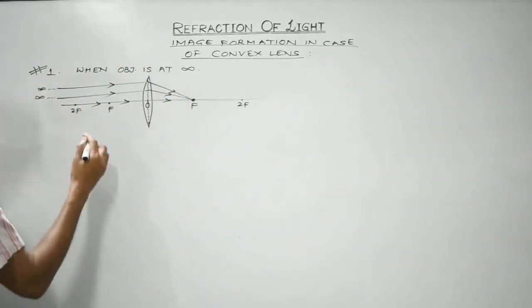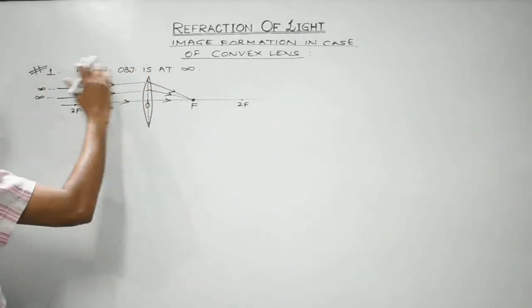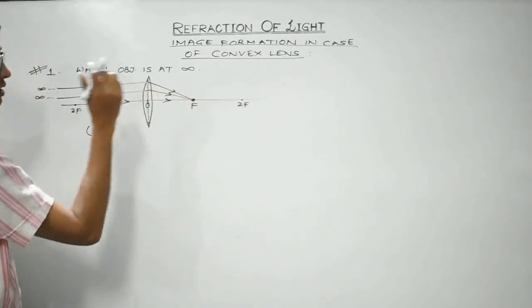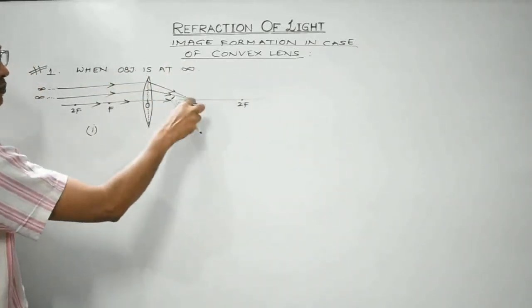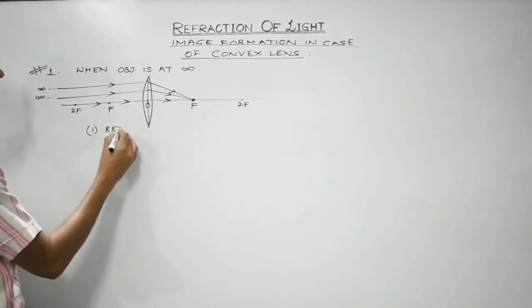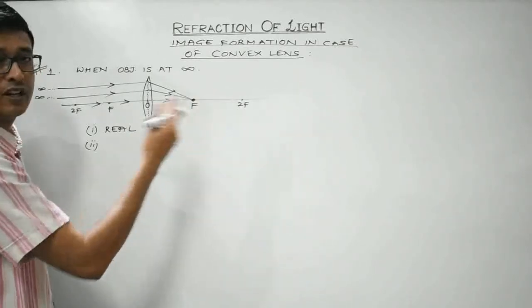Right? So what about the nature of the image? First, object lies on the left hand side. Image is formed on the right hand side at the focus. So it is real. If you place a screen over here, a point size image of the object will be obtained. Right? So image is real. Don't write inverted because it is point in size.